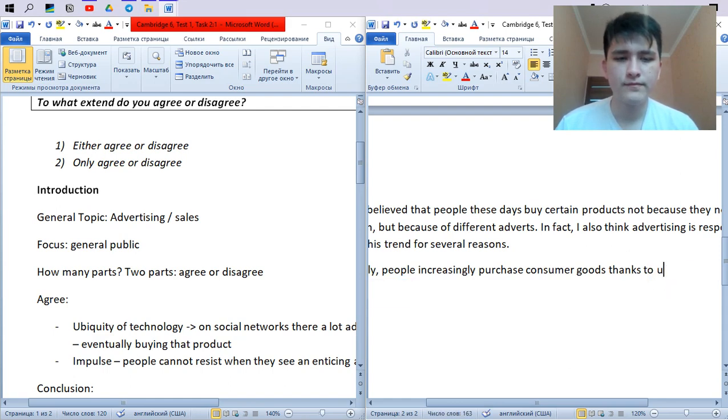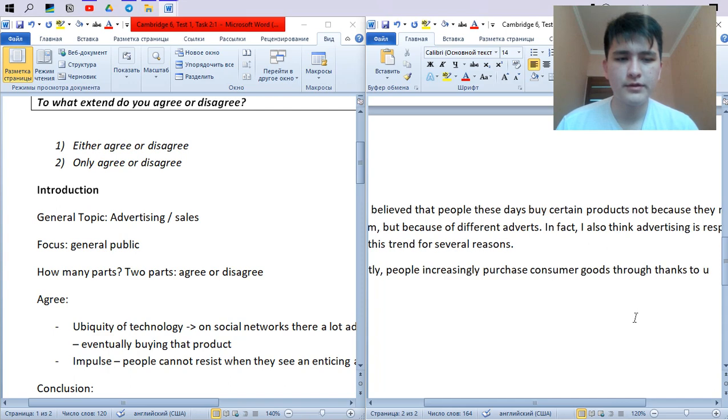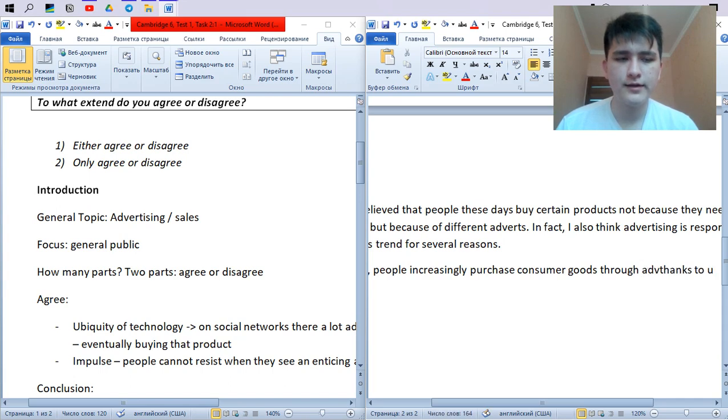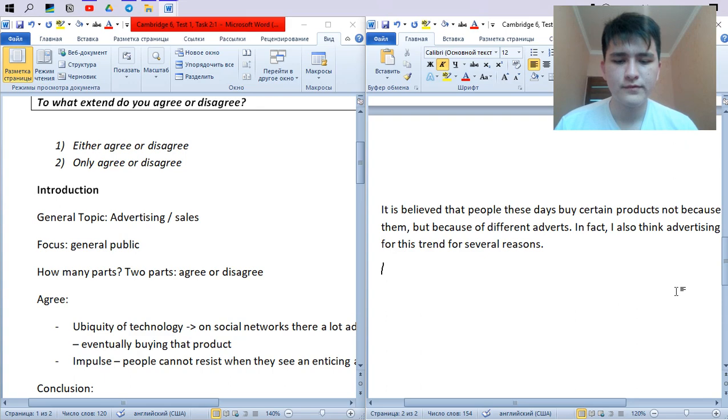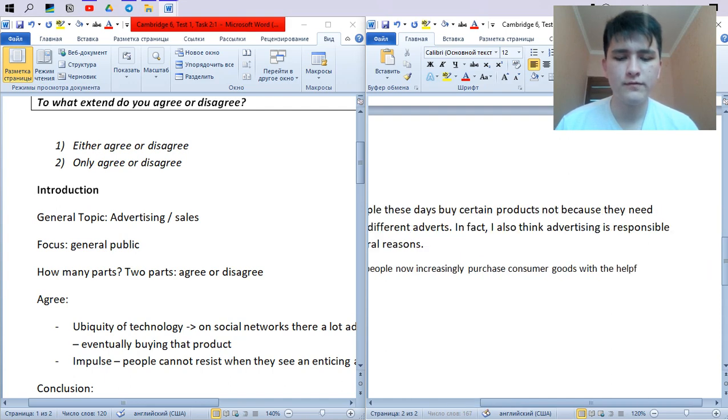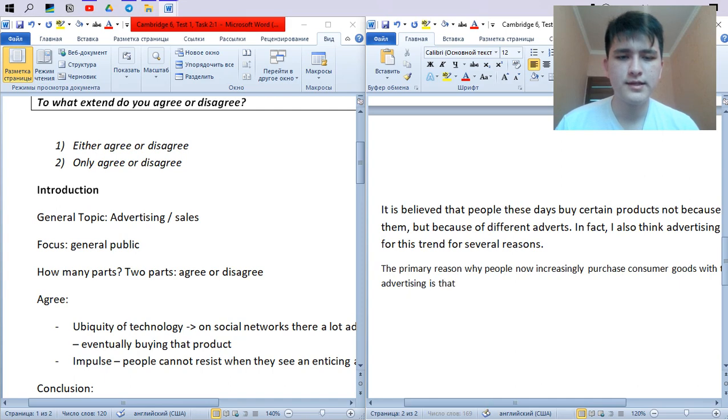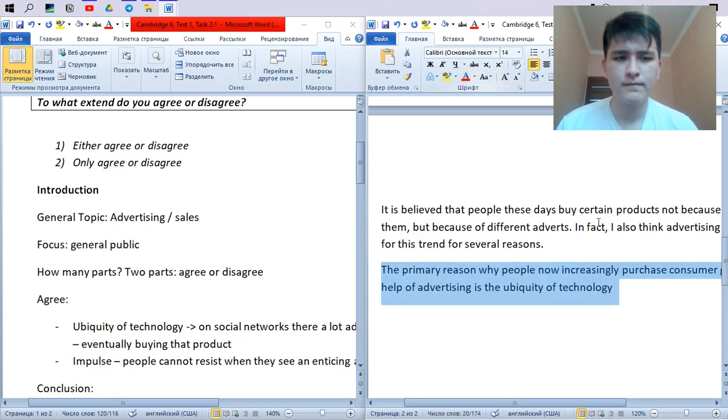The primary reason why people now increasingly purchase consumer goods with the help of advertising is the ubiquity of technology.